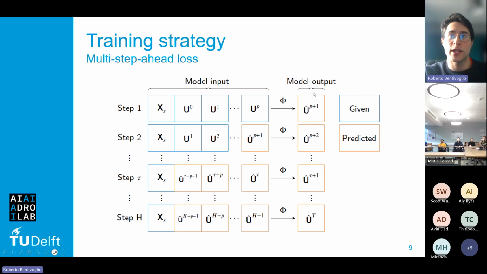So now this p plus 1 here is predicted. It's not the true value, but it has some sort of error. Now we can take this as a new input and predict the next time step, and so on. And you can see that at some point, our inputs will all be given by the predictions of our model.